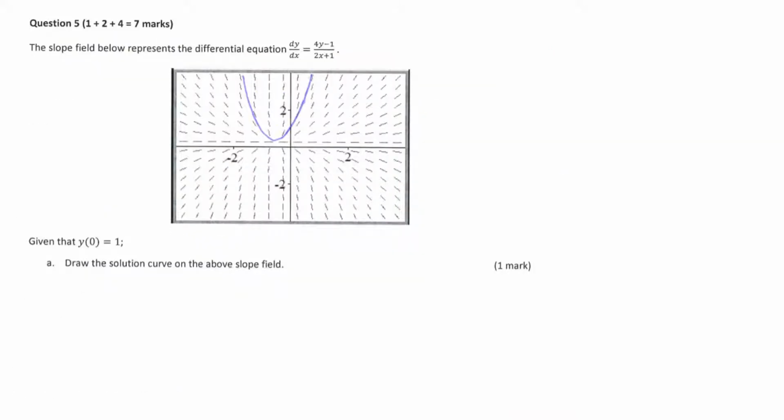All right, question 5 was a mixed bag. It was looking at a particular differential equation involving a product of x's and y's, so perfectly set up for separation of variables, but it asked you to do some approximation applications initially in parts A and B. The first one was given that when x is equal to 0, y is equal to 1, so you've got to firstly find that point on the slope field, draw the solution curve.